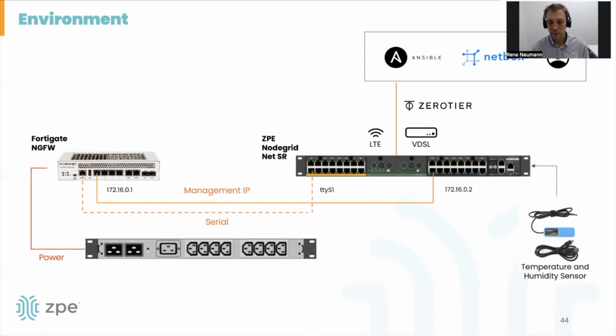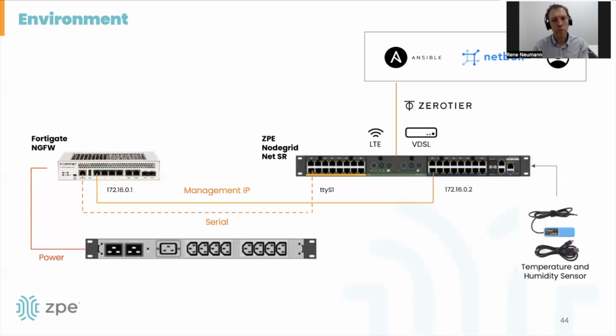the FortiGate. All of that is terminated on the ZPE Nodegrid service router, which has upstream access to an AWS environment where we have Ansible as well as NetBox installed as a source of truth. The connection is provided through a pre-existing LTE as well as a VDSL connection, and we use ZeroTier as an overlay network to provide a resilient connection to our remote environment.